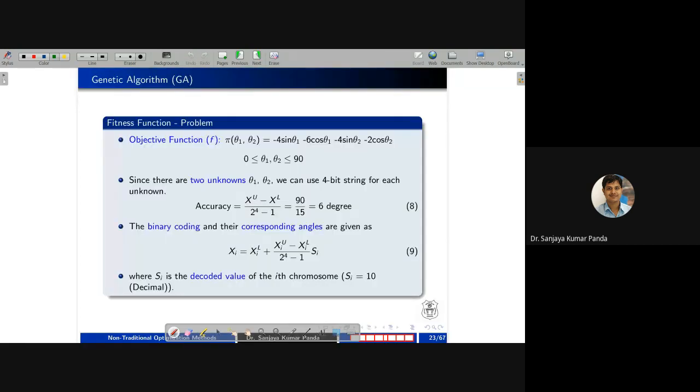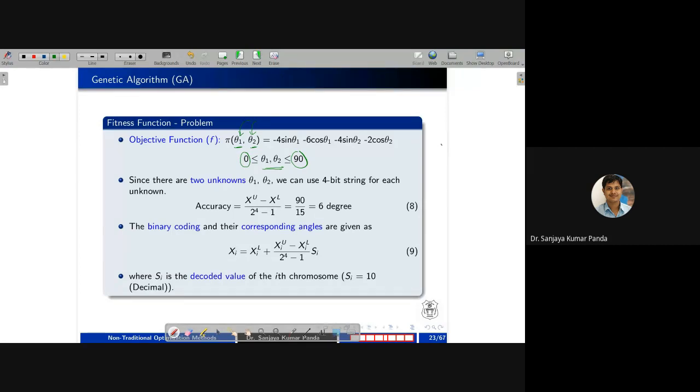So here I have taken an objective function. The objective function f is nothing but a function of theta 1 and theta 2. Theta 1 and theta 2 are two different angles, which will be given as input to you. Then you can calculate it as minus 4 sine theta 1, minus 6 cos theta 1, minus 4 sine theta 2, and minus 2 cos theta 2. And the range of theta 1 and theta 2 is 0 to 90. Right? So the angles are between 0 to 90.